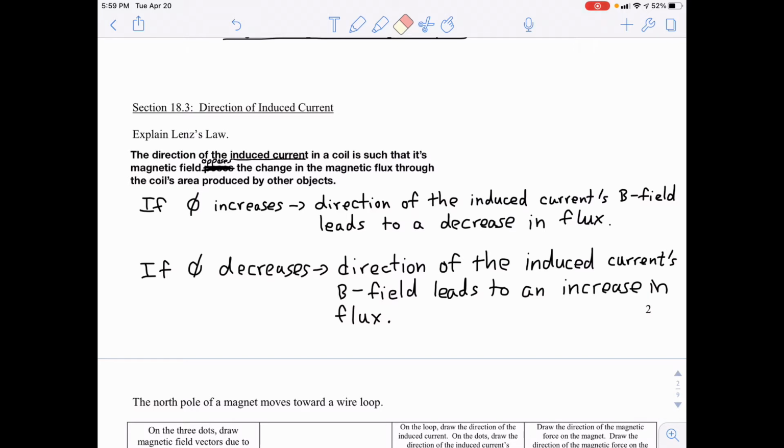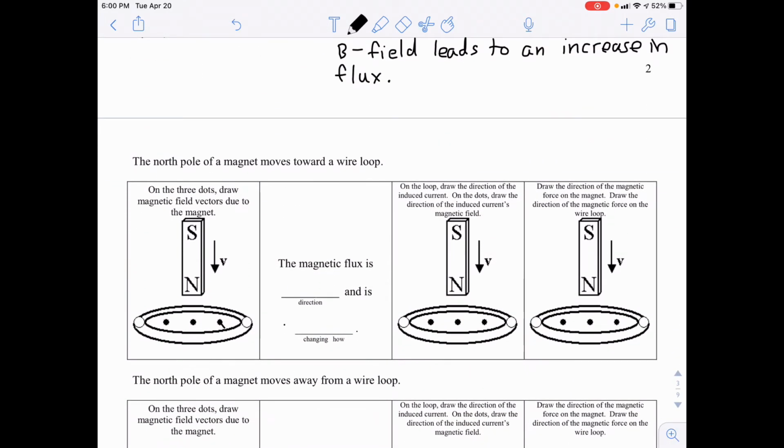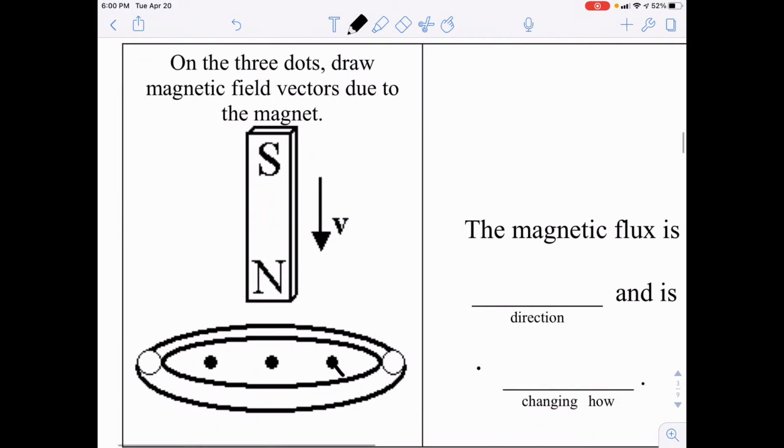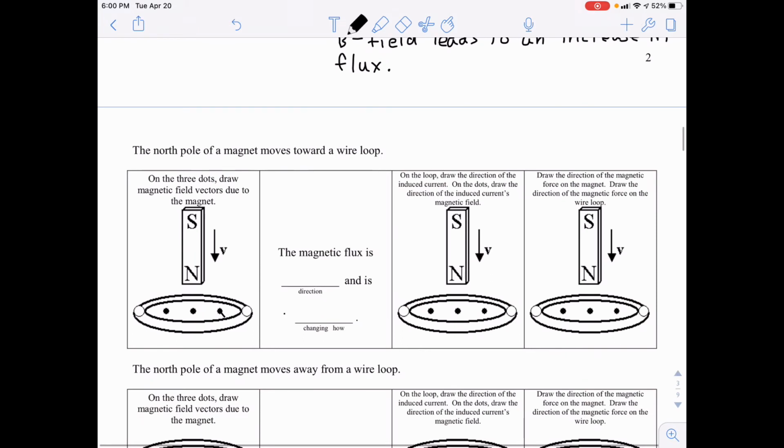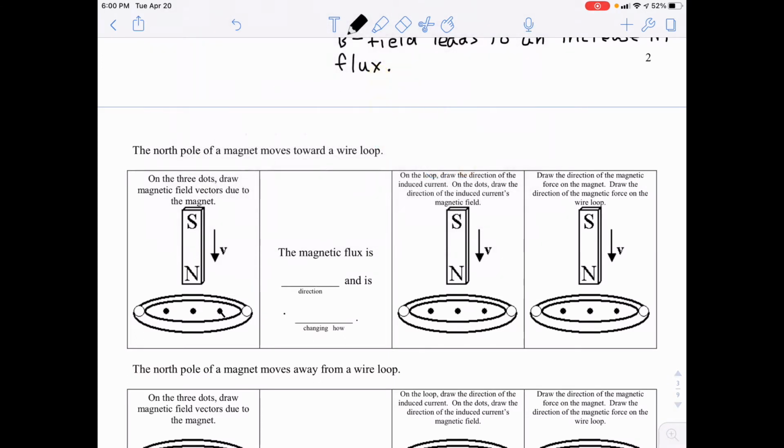Now, let's apply it, and the idea of opposing magnetic fields, and thus opposing fluxes, hopefully will make a little more sense. Let's take a look. The north pole of a magnet moves toward a wire loop. Let's look at this picture here. On the 3 dots, draw the magnetic field vectors due to the magnet. Well, remember, magnetic fields always go from north to south. Therefore, I can draw the magnetic field going down through the loop like this, passing through those 3 dots.